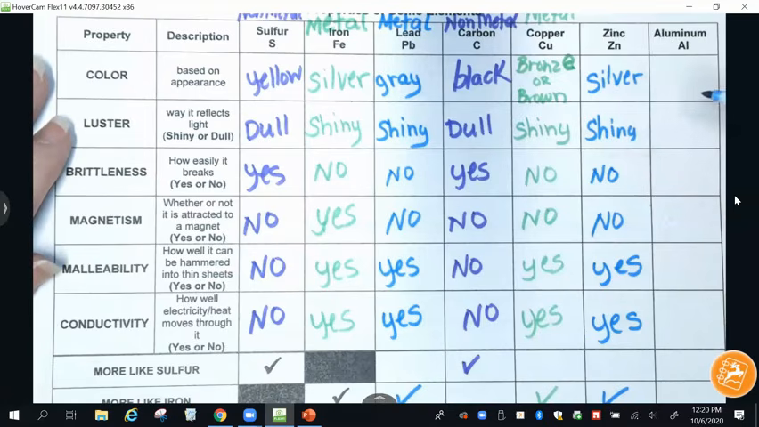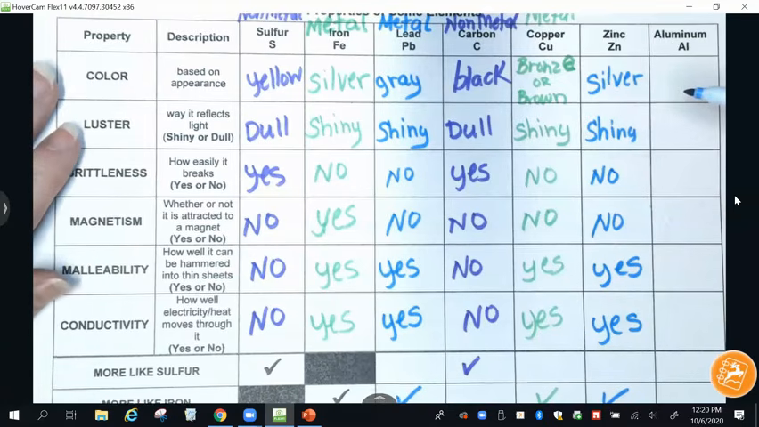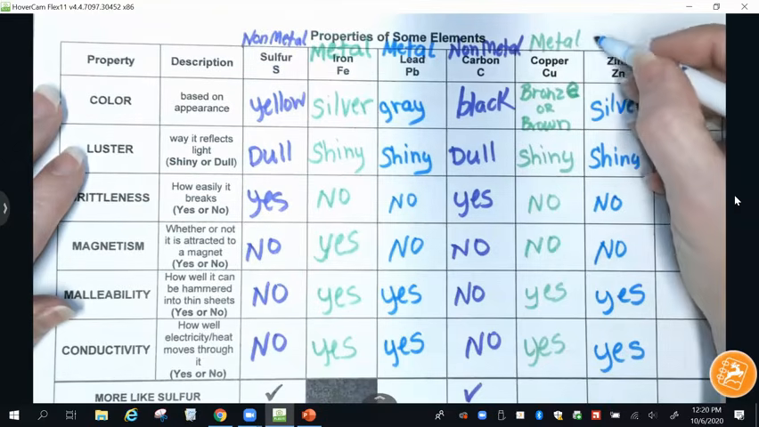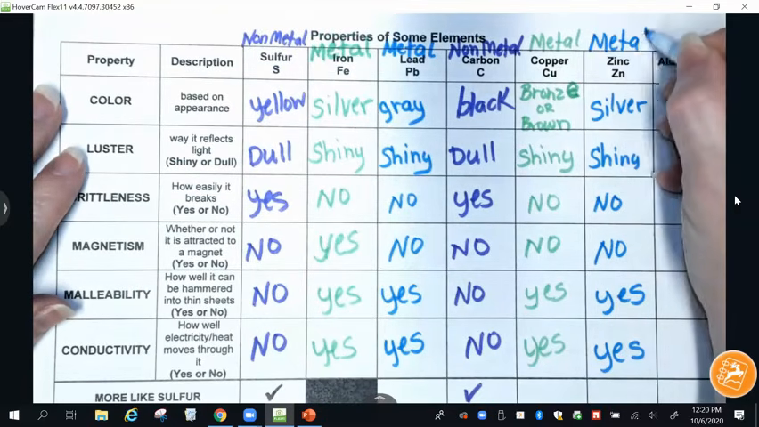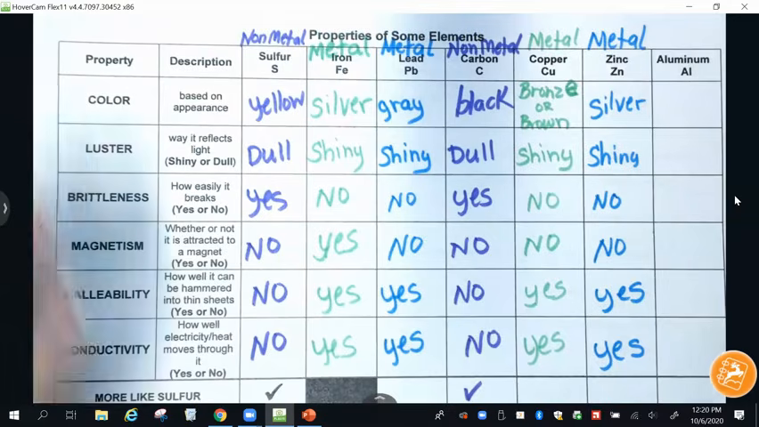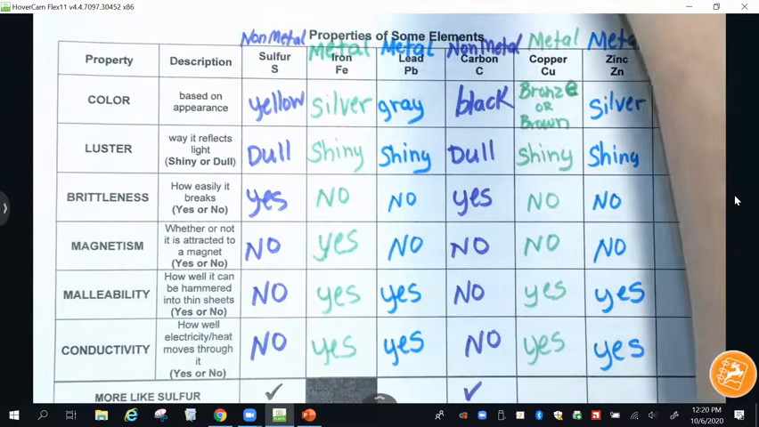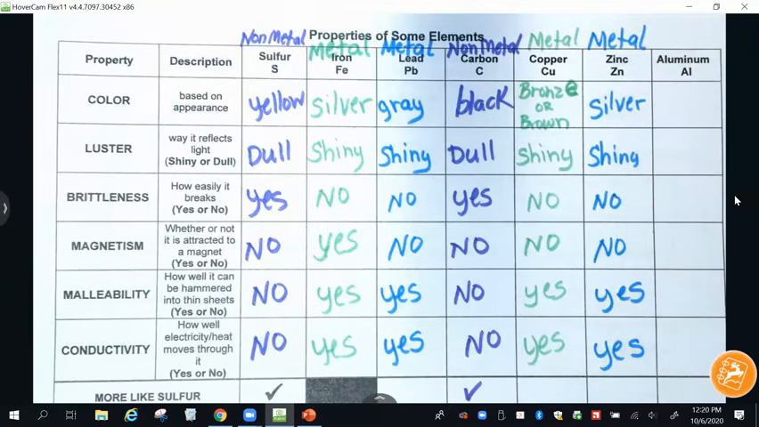All of those properties, are those properties of metals or non-metals? Metals. So we're going to say metal. And also, all of the ones that were like iron but not iron had shiny, no, yes, no, yes, yes.